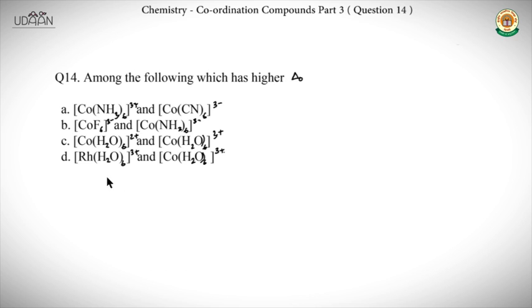In this question, we are able to check each of our concepts. The first option basically talks about the difference in the strength of ligands. Option A has NH3 and CN on the two particular compounds which are given. Both are 3 plus compounds, so the factor they're asking us to consider over here is the strength of ligands.